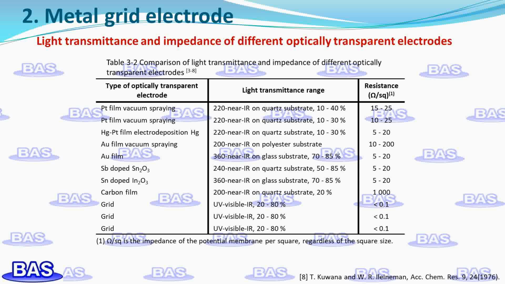Grid electrode is mainly used for the comparison of optical and electrical parameters of optically transparent electrodes in thin layer spectroelectrochemistry. Table 3.2 shows the comparison of light transmittance and impedance of different optically transparent electrodes. It can be seen that the grid electrode has a large transmission spectral range and low electrode impedance. Metal grid electrode has the advantage of being a very good electrode in terms of electrical conductivity, while at the same time having high light transmission. Also, it has the ability to bend into different geometries and an unrestricted spectral range.